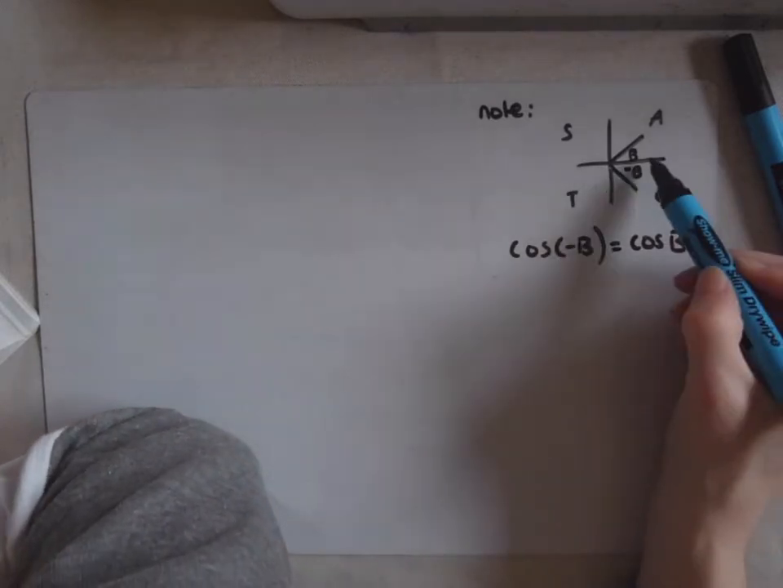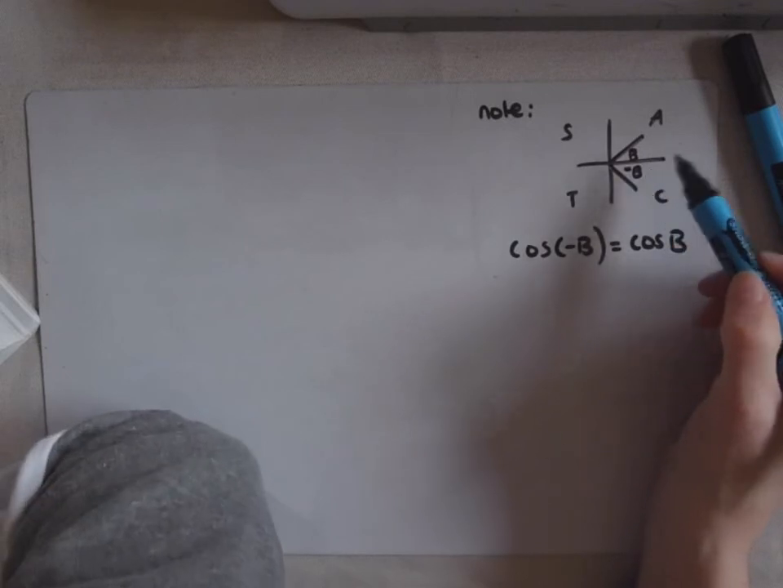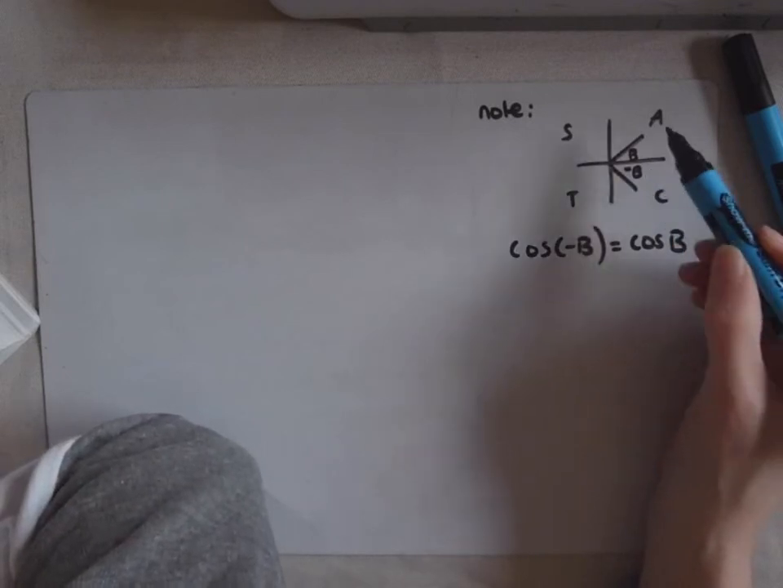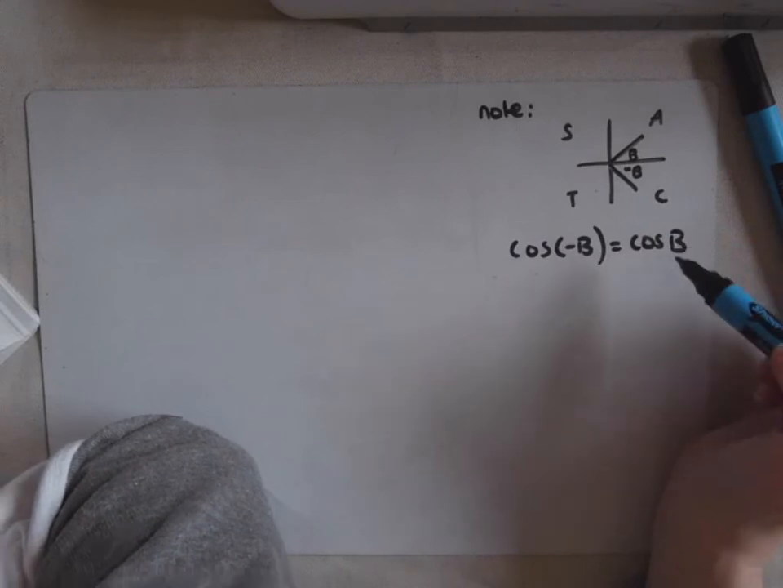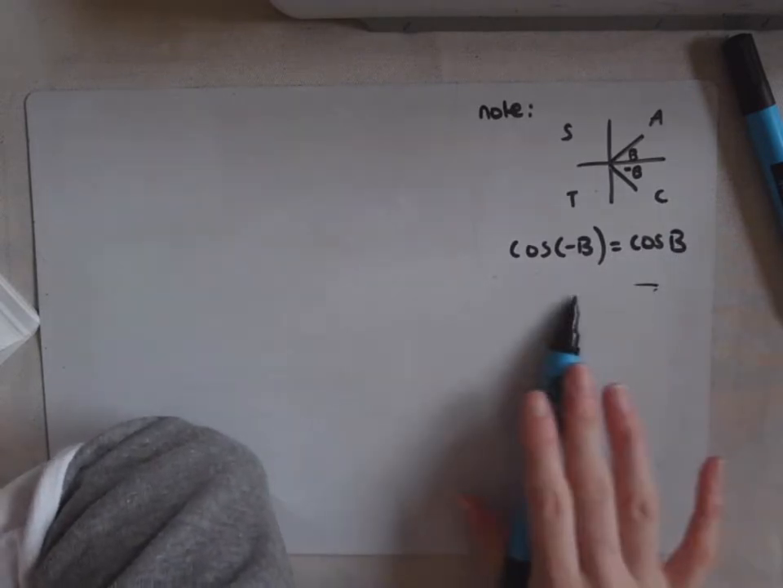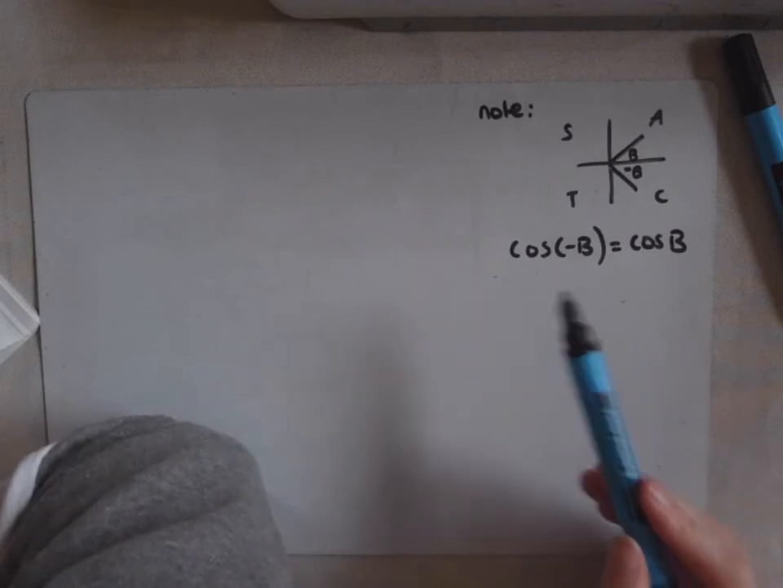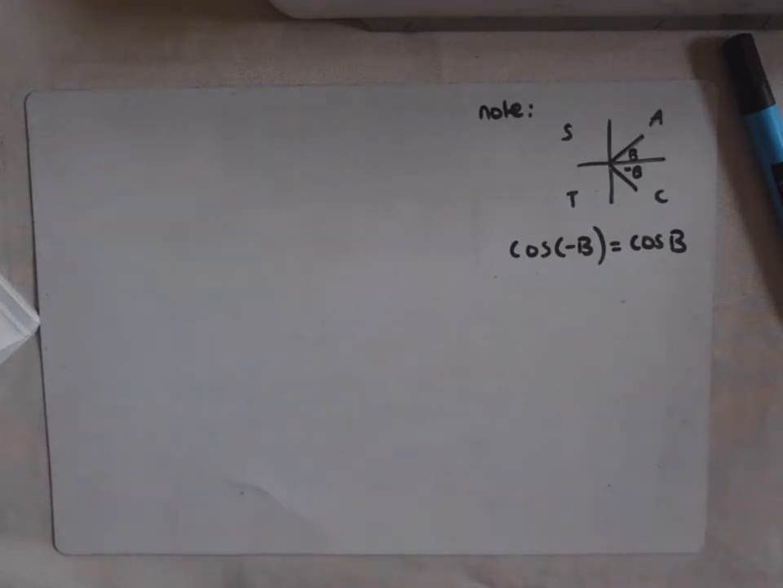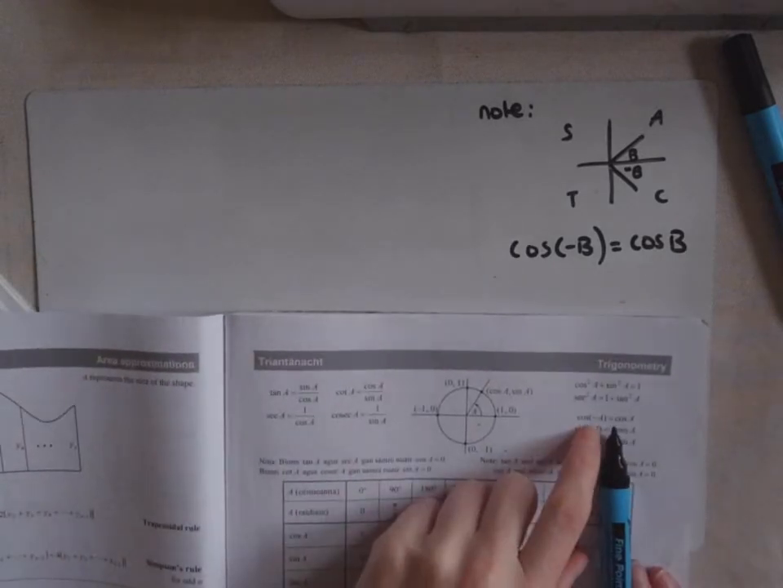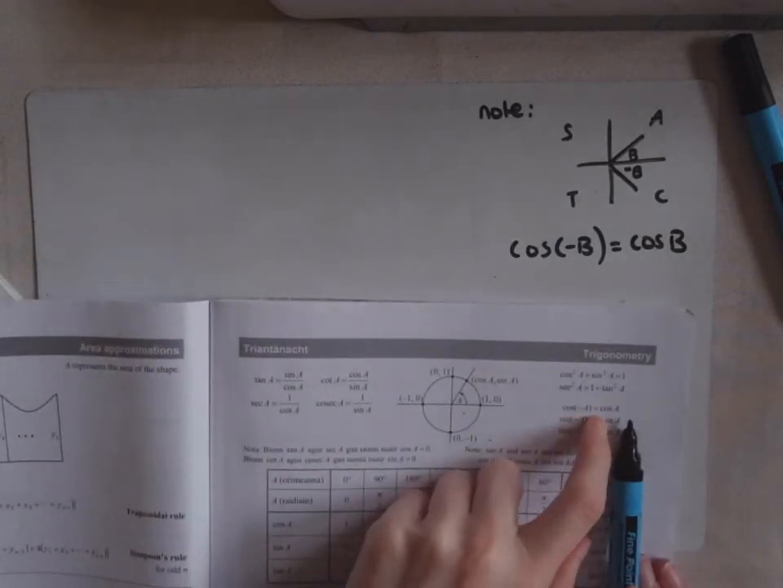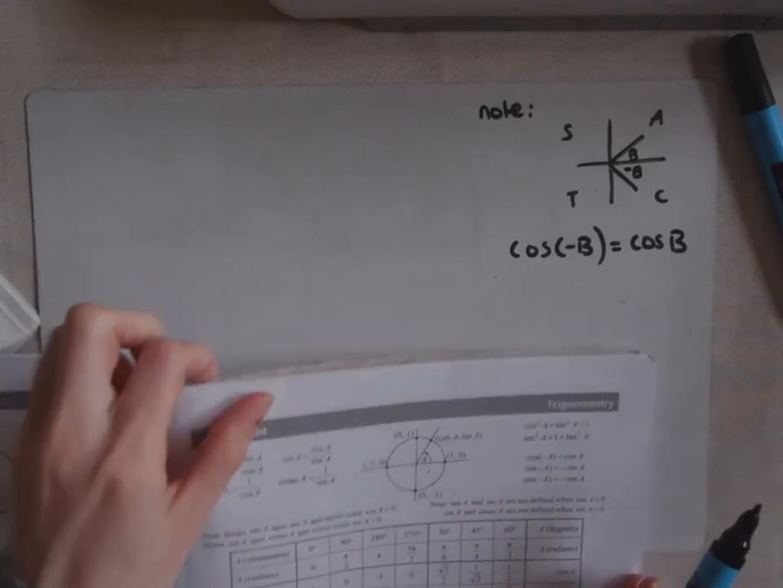So for example, if you have cos of 50, that's going to be the same as cos of minus 50 because cos in both of these quadrants is plus. So cos of minus 50 would be the same as cos of 50. In this scenario, we're going to be using B's. So cos of minus B is equal to cos of B. Now that is given to you, so that's not something you need to learn. Cos of minus A equals cos of A. But it's just important to know it, to be able to use it.